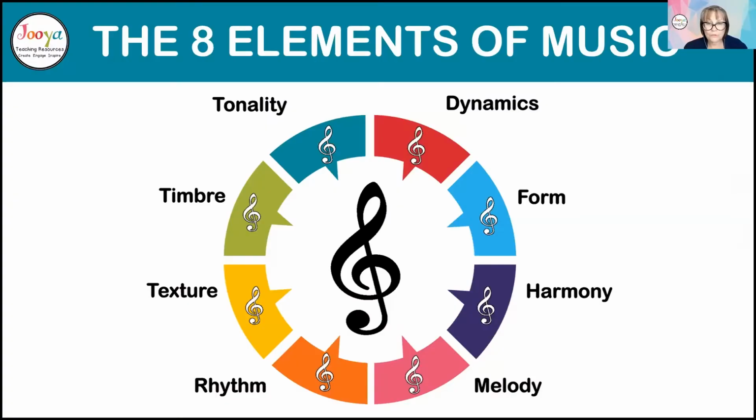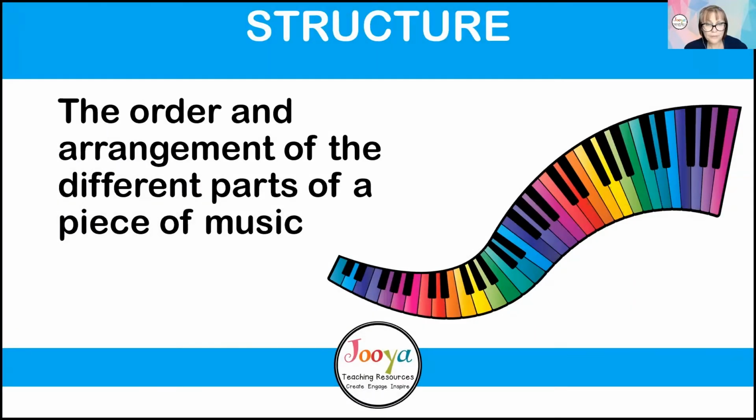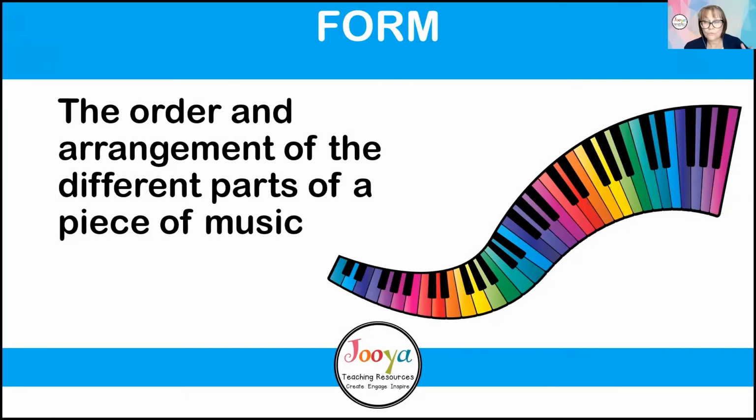Alrighty, so we know that the 8 elements of music, in alphabetical order, are: dynamics, form (if you call it structure, it could be over there), harmony, melody, rhythm, texture, timbre, and tonality. And so we're looking at all things structure. Structure simply means the order and arrangement of the different parts of a piece of music. Form also means the order and arrangement of the different parts of a piece of music. It's the same thing.